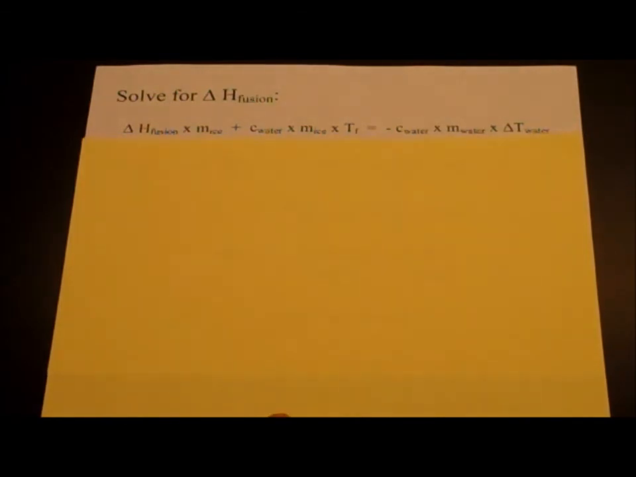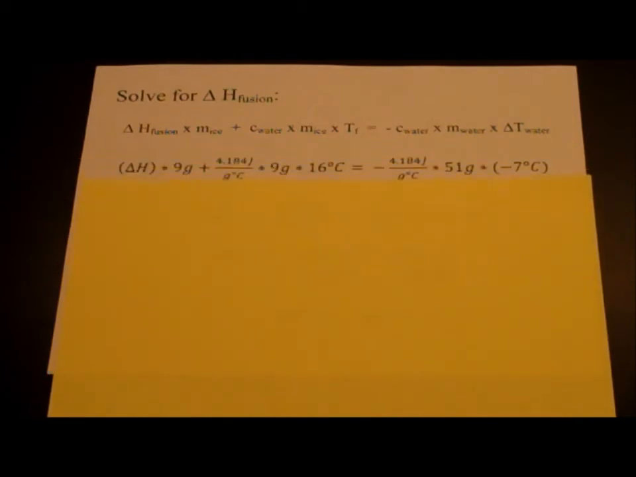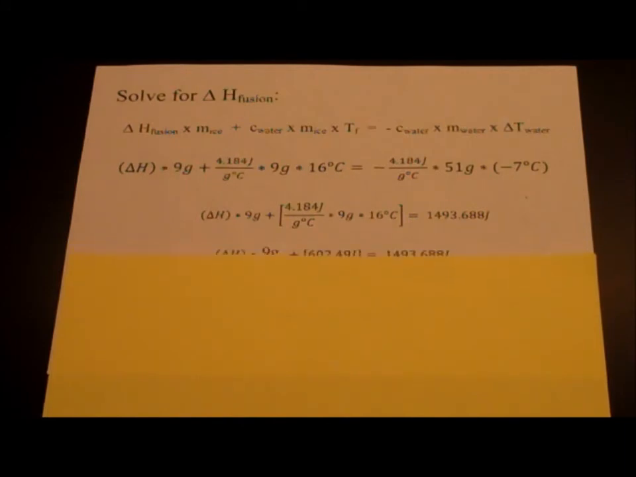Now that we have defined both equations, we have to solve for heat of fusion using our newly found equation. So we plug in all our variables and we're going to solve to the right of our equal sign. From there, we obtain the number 1,493.688 joules. Next, we will be solving the part which is in the brackets. From that, we get 602.49 joules.